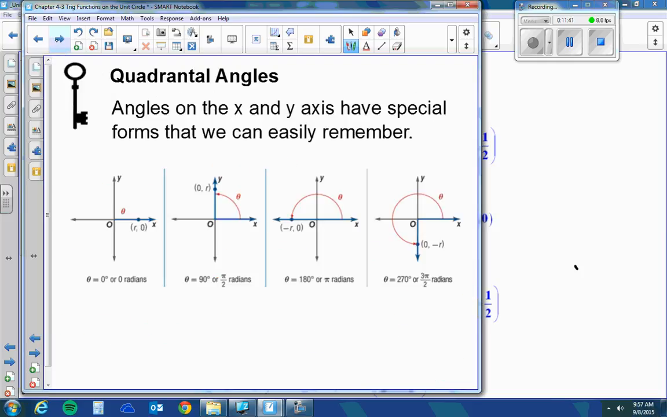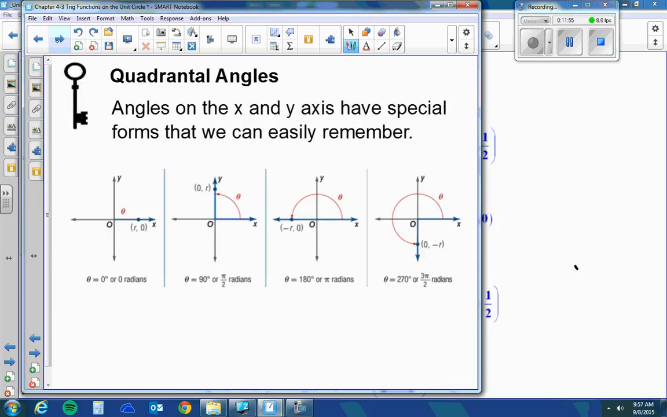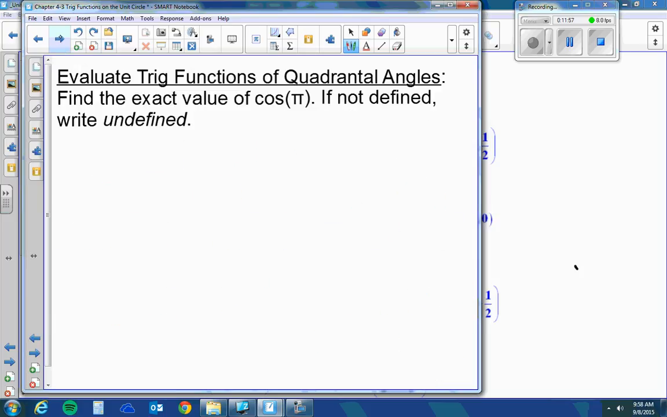All right? Okay. The next thing was quadrantal angles. We talked about that. That's just 90, 180, 270, 360, pi over 2, pi, 3 pi over 2, 2 pi. I'm not going to give you time to write that down. And just define the exact value of cosine of pi.